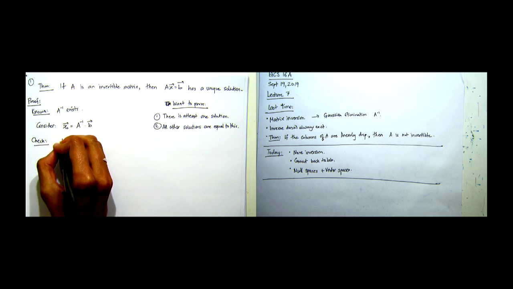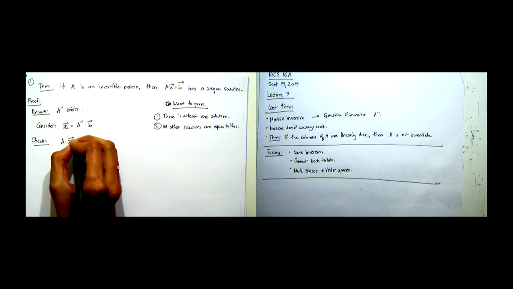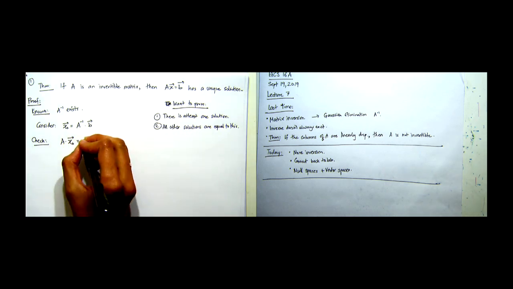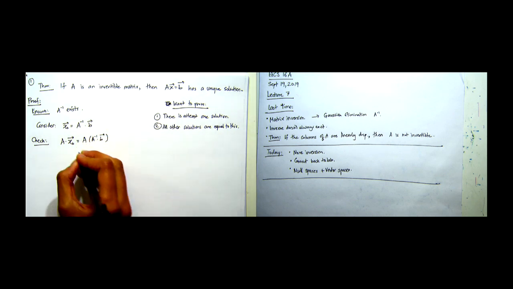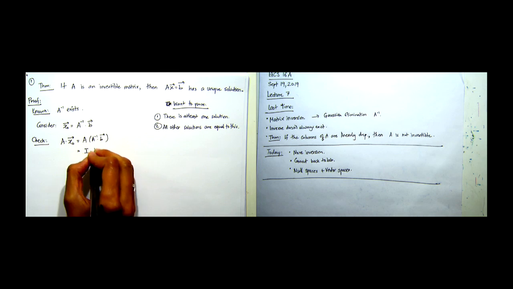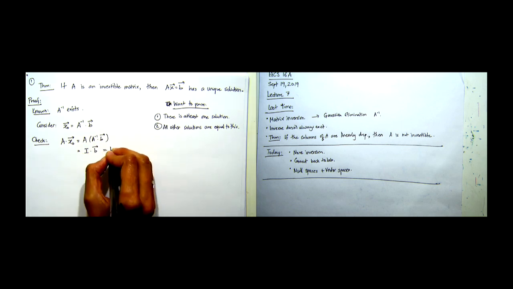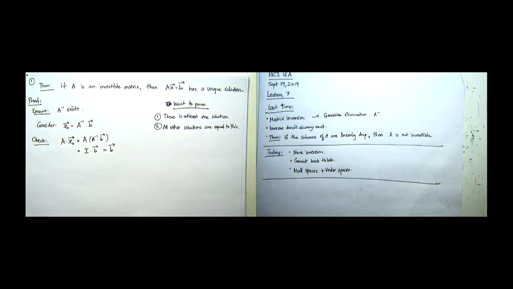What is A times x naught equal to? This is just A times A inverse times B, which is equal to identity times B, which is equal to B. Right? So can I say I'm done now? I'm not done yet, right?